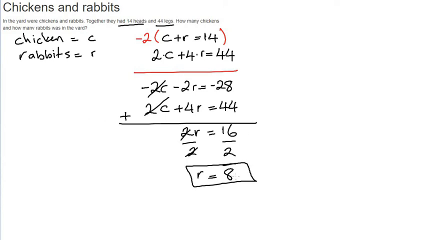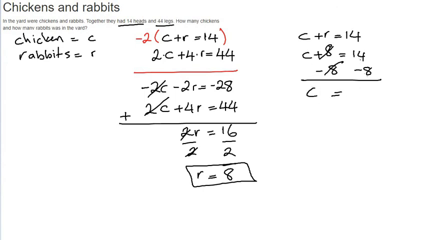Now, the next step is to use one of those equations that we had in the very beginning. Let's go ahead and use the very simple one, which is C plus R equals 14. Since I know the number of rabbits right here, which is 8, C plus 8 should be equal to 14. If I want to solve it for C, I need to isolate C by taking away 8 on both sides. That's going to cancel out the 8s. C comes down here, which would be 14 minus 8. That would be equal to 6.